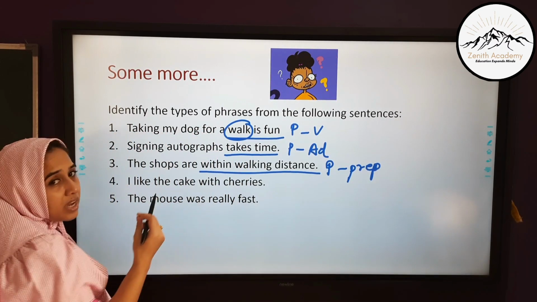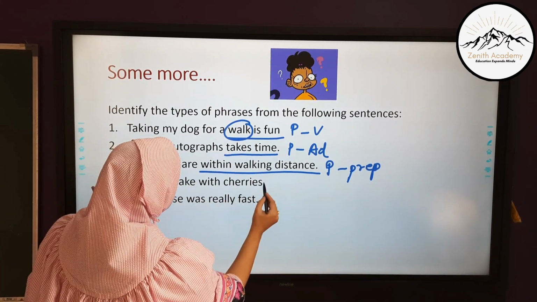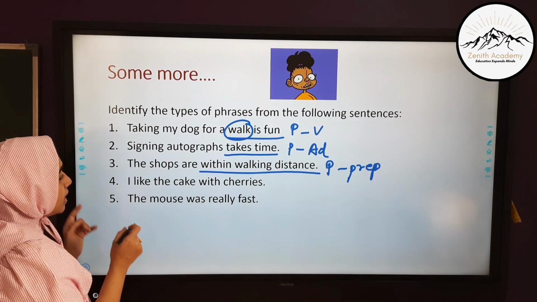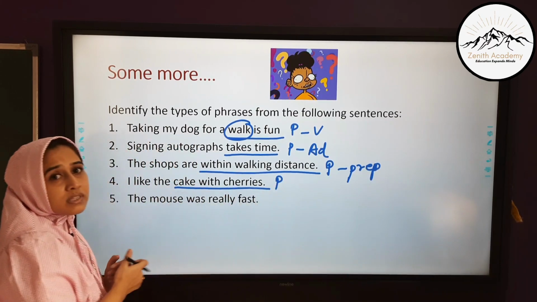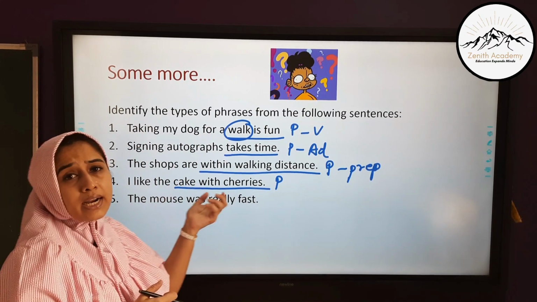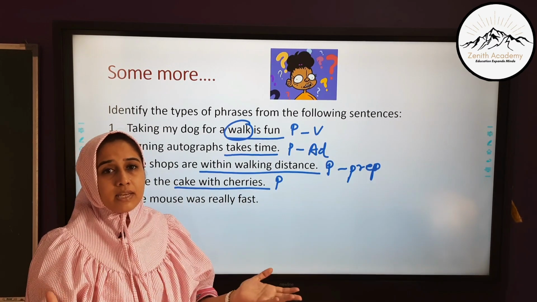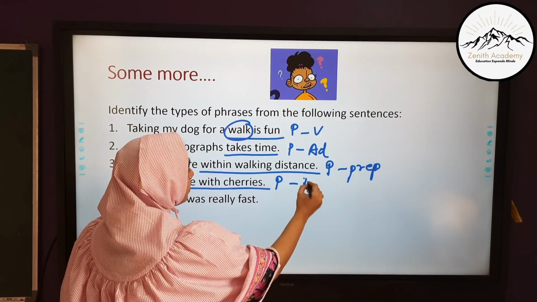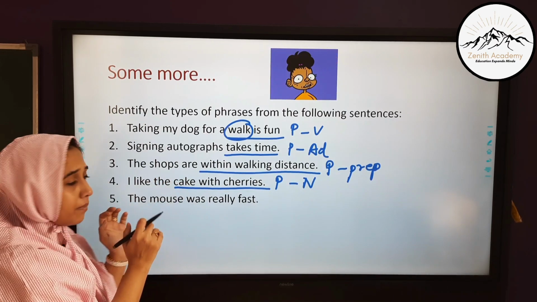The fourth one is, I like the cake with cherries. This example we have already seen in clauses, but here cake with cherries is the phrase. We often use this as an idiom also. Cake with cherries is used to describe something fancy. Cake with cherries is a noun phrase, because it is describing and mainly focusing on the cake.